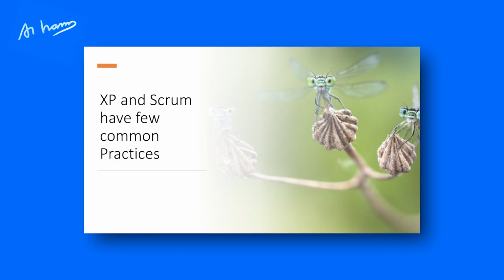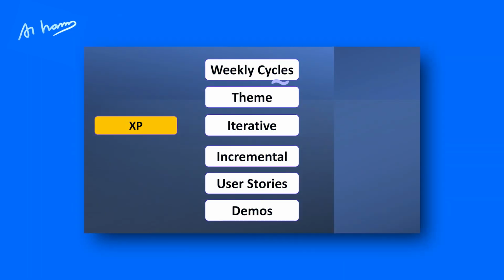Okay, now I will talk to you about the similarities between XP and Scrum. I already told you why you have two different methodologies, XP and Scrum. XP focuses on programming, Scrum focuses on projects. But XP and Scrum do have some similarities. Let's look into those similarities. So XP has got weekly cycles. Every week there's a demo. There's a theme like the goal in Scrum. And then after that it's iterative. XP is iterative and XP is incremental.